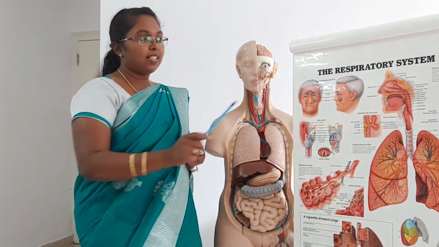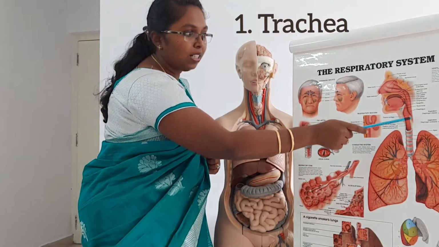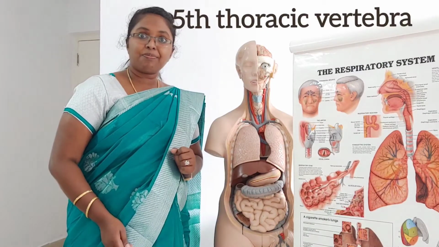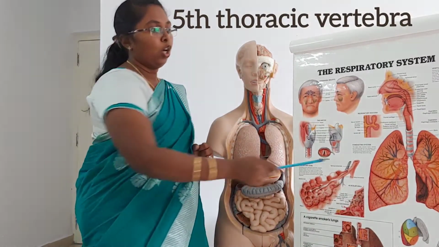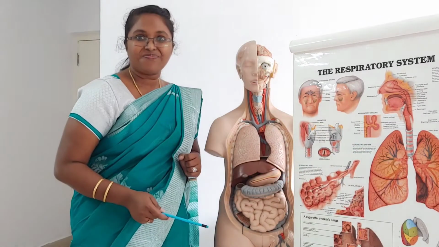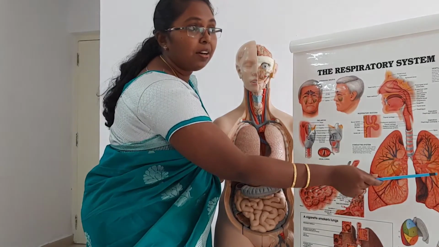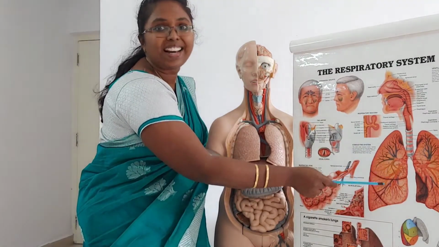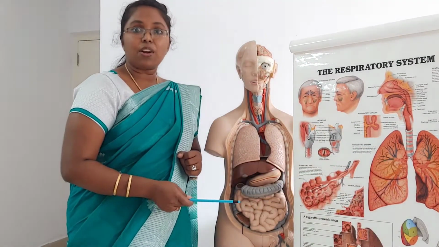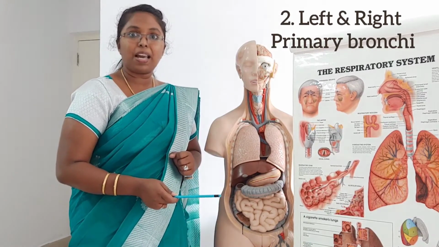The first part is the trachea. The trachea runs till the fifth thoracic vertebra. At the fifth thoracic vertebra, the trachea divides into two, one moving to the left lung, the other to the right lung. These two parts are known as the left and right primary bronchi.